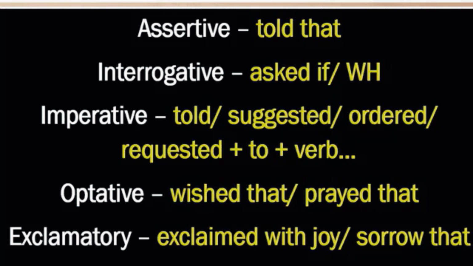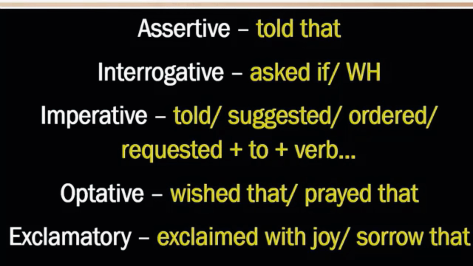Come to the next one, imperative sentence. Whenever you find an imperative sentence in the part of reported speech, in that case you will put a verb like told, suggested, ordered, requested, and then we'll put to and the base form of the verb, I mean of the part of the reported speech. Now come to the optative sentence. Whenever you find this type of sentence in the part of reported speech, in that case you will put the verb wished that or prayed that, like this.